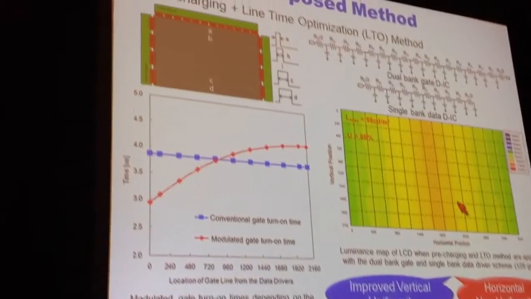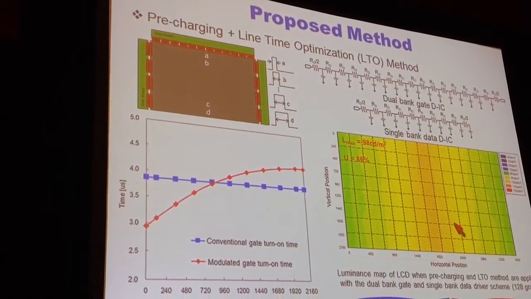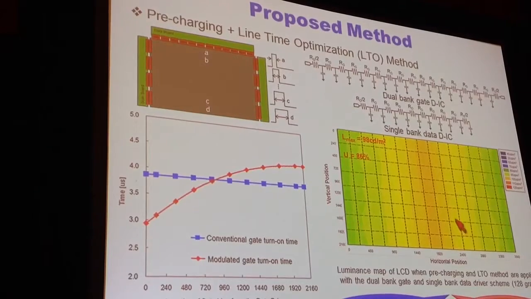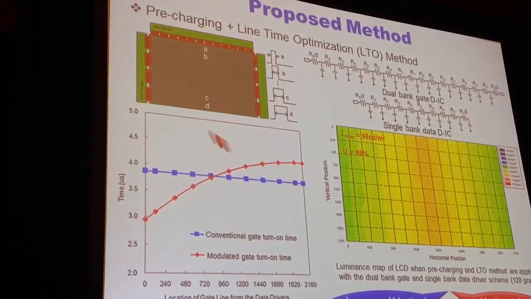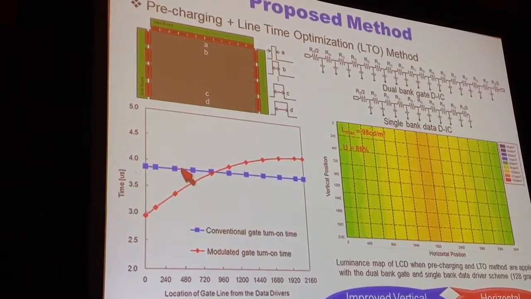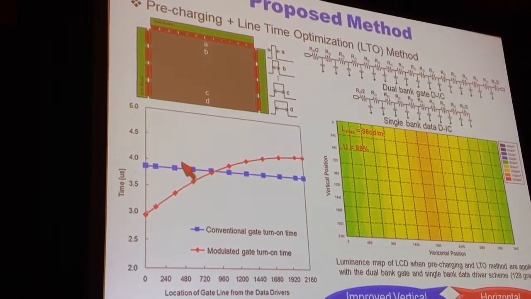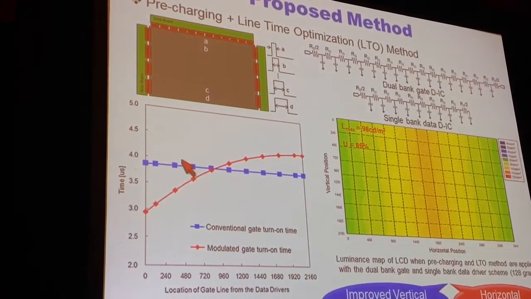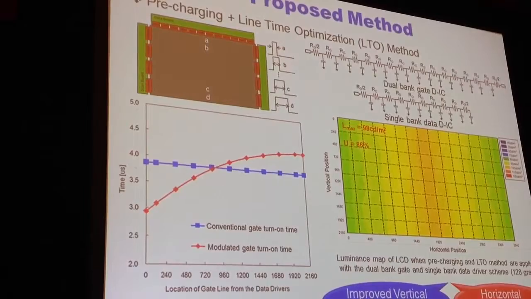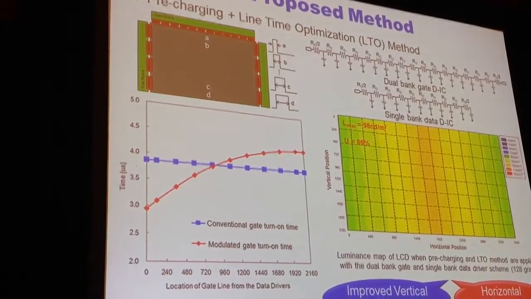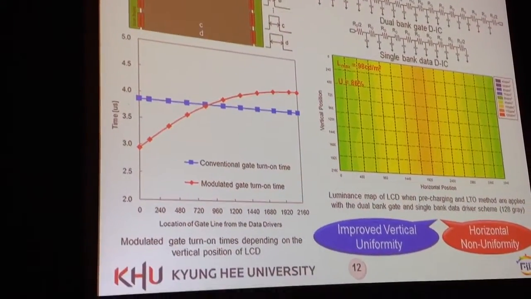The second one is the line time optimization method to improve uniformity. This figure shows a simple diagram of the line time optimization method. LTO, that means the line time optimization method, is to modulate the gate turn-on time depending on the position on the LCD.